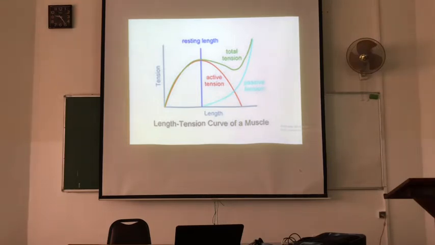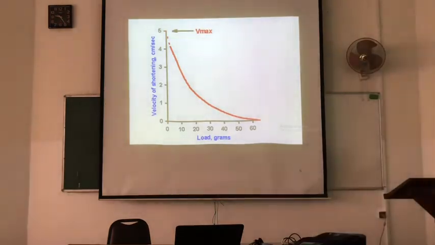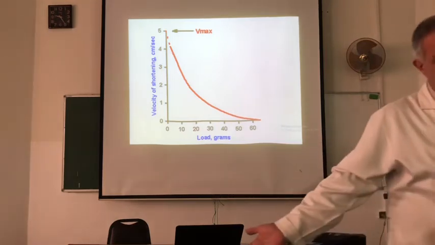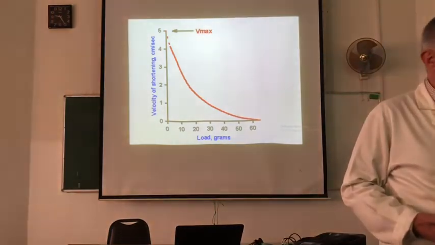We are calling it active tension. Also in your book, this slide relates the velocity of contraction with the load on that muscle. If a muscle is not loaded, it can contract as fast as possible, actually.